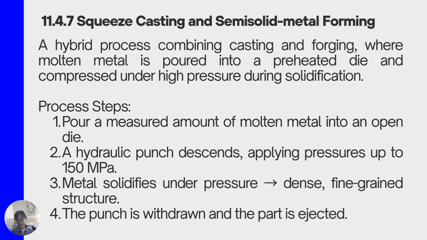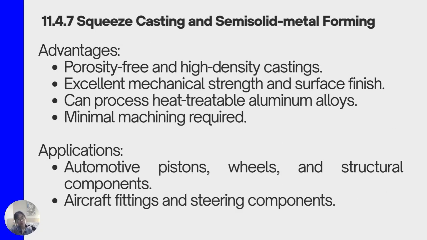Now moving on to squeeze casting and semi-solid metal forming. Squeeze casting is a hybrid process that combines features of casting and forging to produce dense, high-strength parts. In this process, molten metal is poured into a preheated die, and a hydraulic punch applies pressure, typically up to 150 megapascals, during solidification. The applied pressure eliminates gas porosity and shrinkage, resulting in a fine-grained, defect-free structure with excellent mechanical properties.